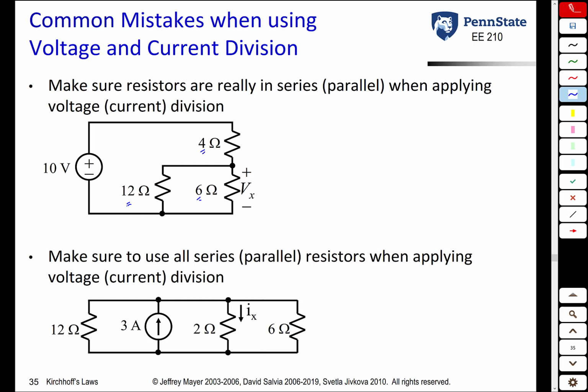The first thing you might think is, I can use voltage division. Voltage Vx is this resistance, 6 over 6 plus 4 times 10. So you'd say Vx is equal to the ratio of 6 over 6 plus 4 times 10 volts, or 6 volts. That is wrong. The reason being is the 4 ohm and 6 ohm resistor are not in series. To use voltage division, you have to make sure that the resistors are definitely in series. The presence of this 12 ohm resistor here changes things. If you want to use voltage division, what you would have to do is first simplify the circuit a little bit.